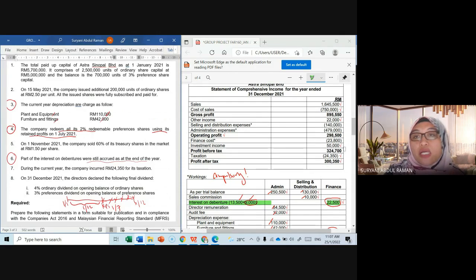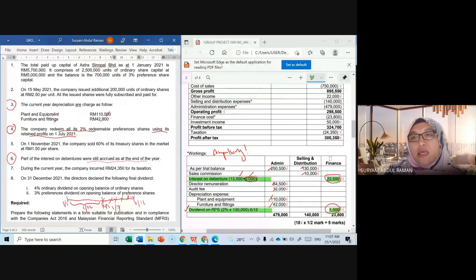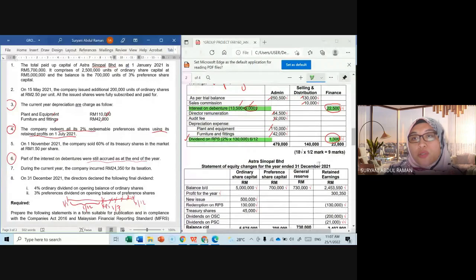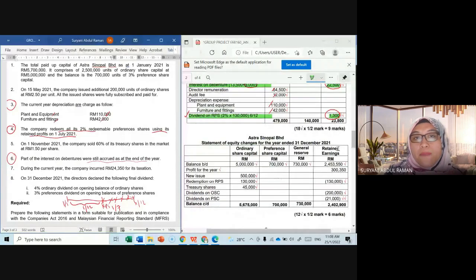This is not our figure. I award those who get the answer correctly, but unfortunately no group got the correct answer. But it's a good try, at least you know where your mistake is now. Okay, so the total mark for Sinopal is 9 marks. Okay, next we move to the Sochi.